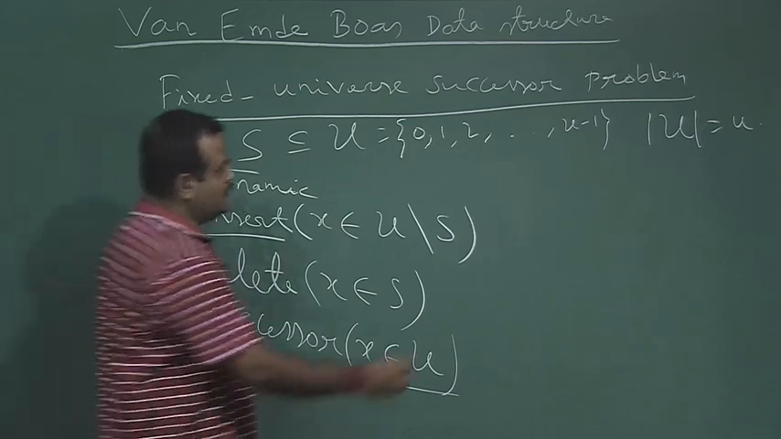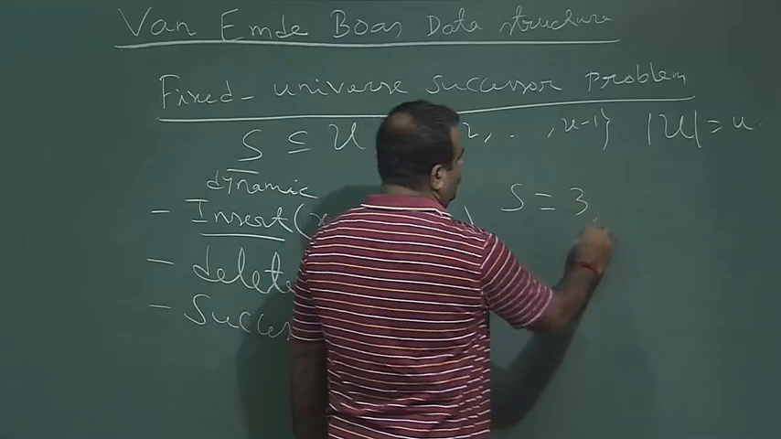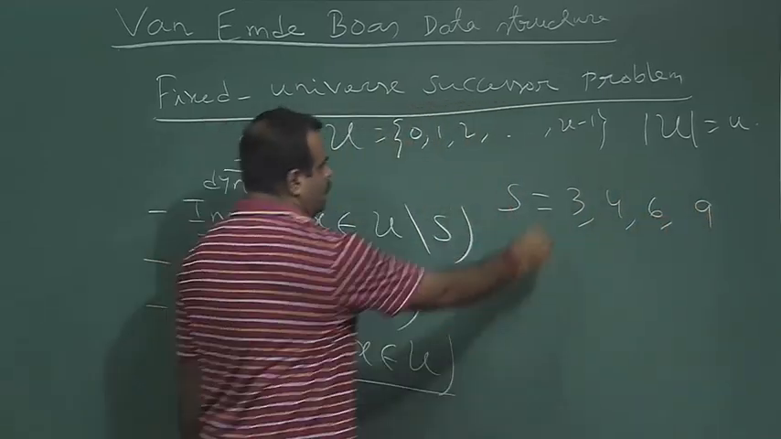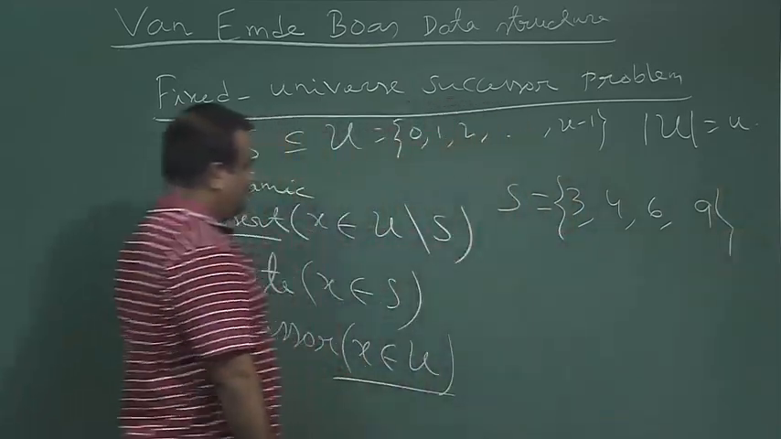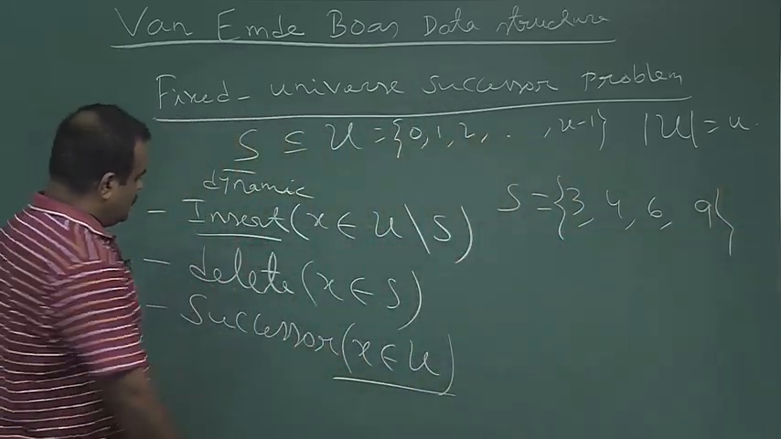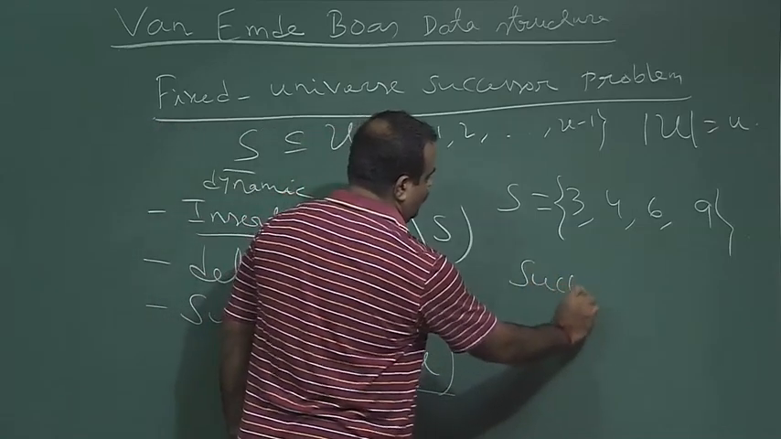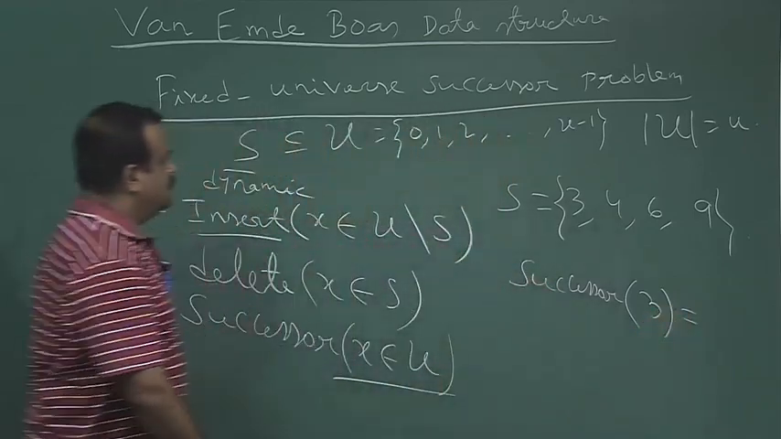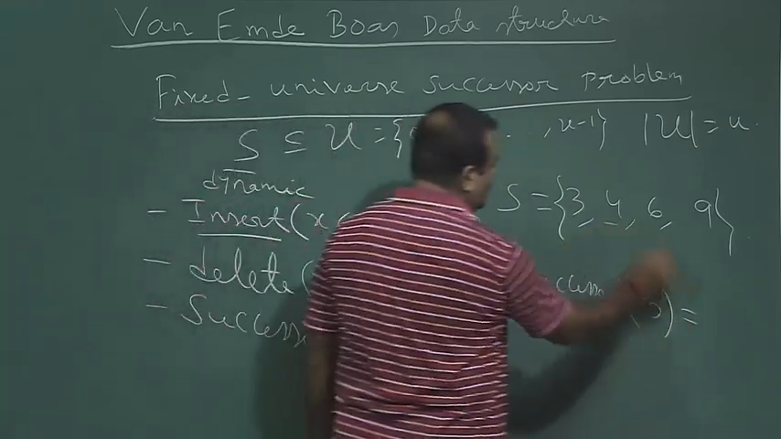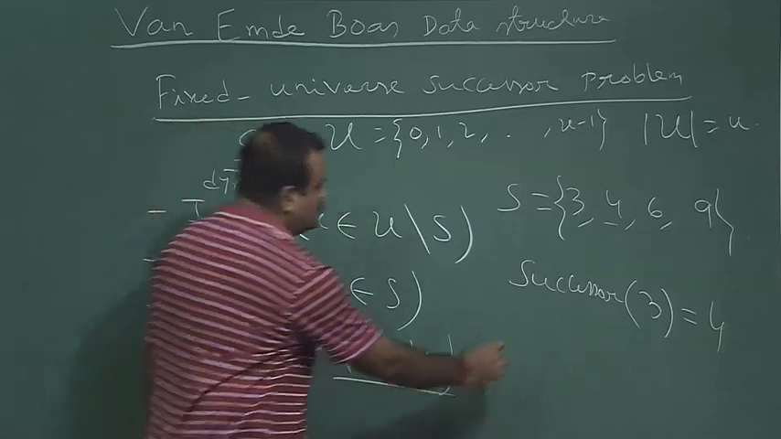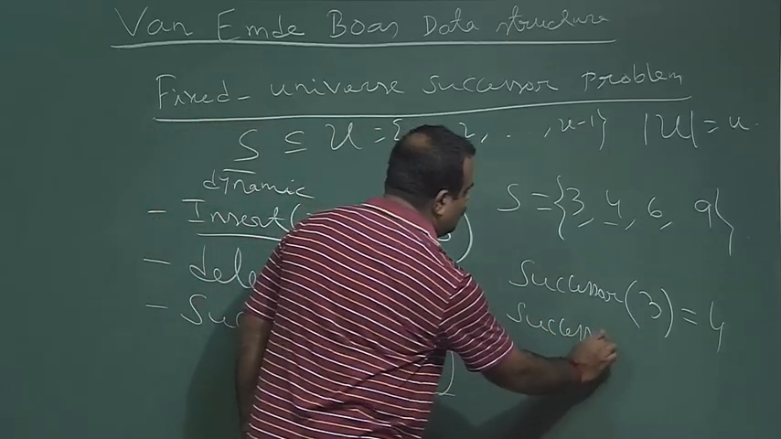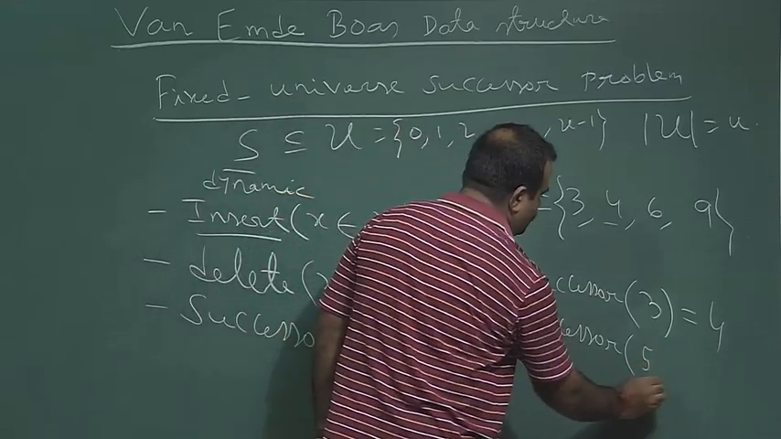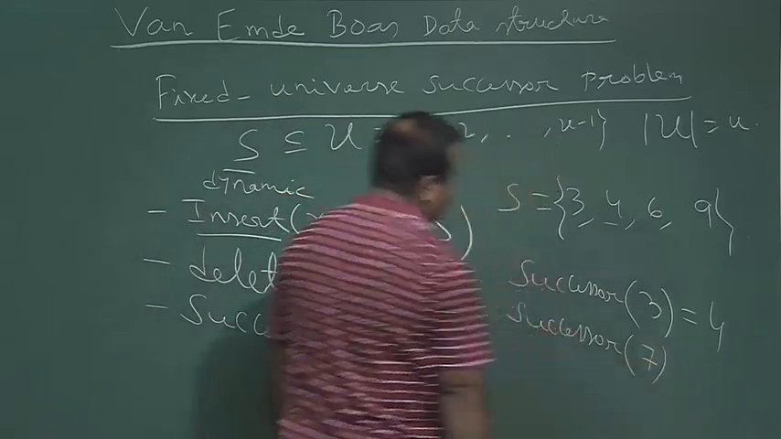Suppose our S is 3, 4, 6, 9 at some point of time. Now suppose we want to find the successor of 3. The successor of 3 is the next element in S, which is 4. We can also query the successor of, say, 5 or the successor of say 7. 7 is not in S.